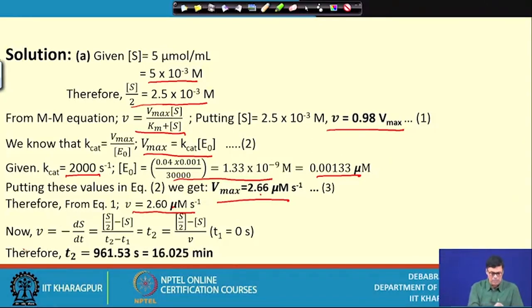Once you have the V value, for half the degradation, how much time is needed, the velocity is equal to this. This is T minus T2, so T2 we can calculate. This is divided by V. Then T2 will be equal to 16.025 minutes.